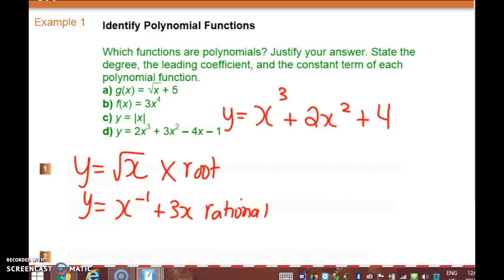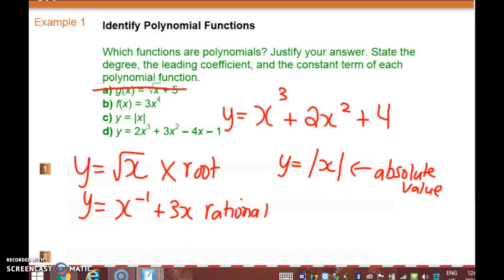How about this one? Is it a polynomial function? No, it's not. Go ahead and answer. No. Absolute value. So in this first example, if it says which are polynomials, this one is not. It has a root in it. This one would be a polynomial function. This one is not because it's an absolute value function. And this one would be a polynomial function.